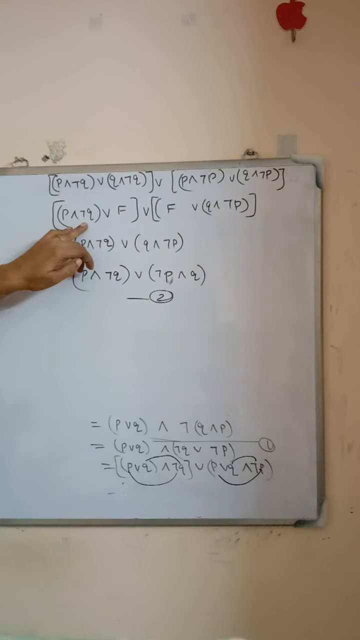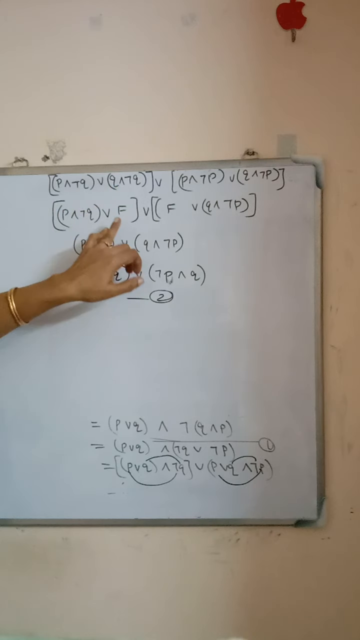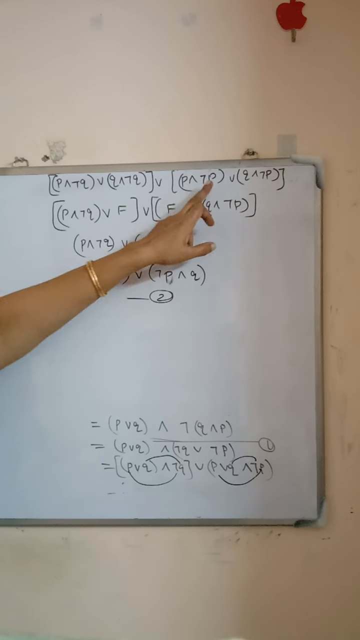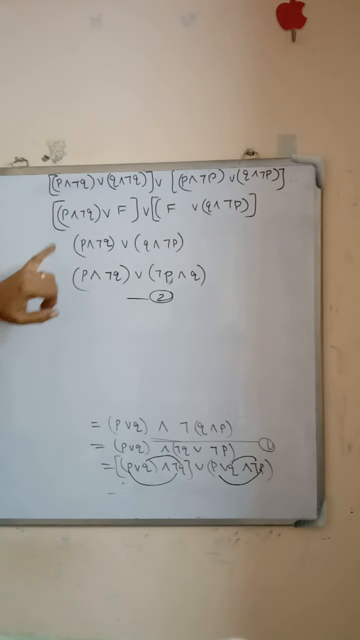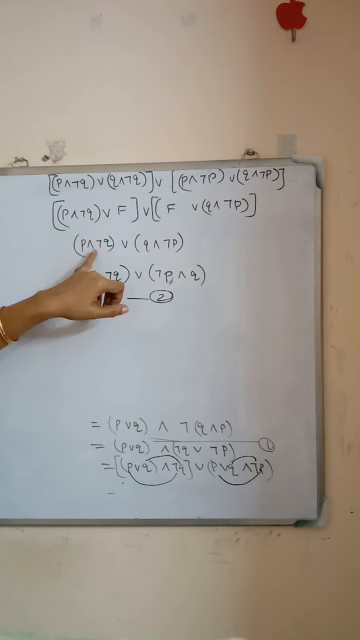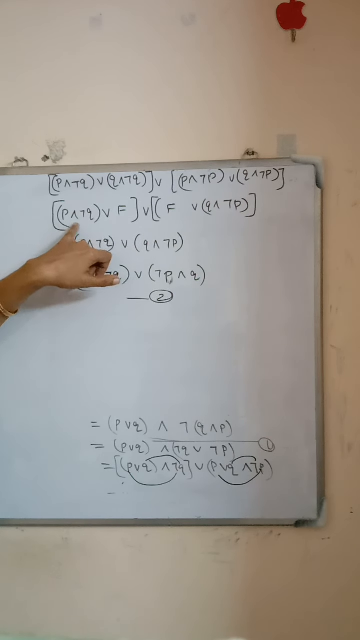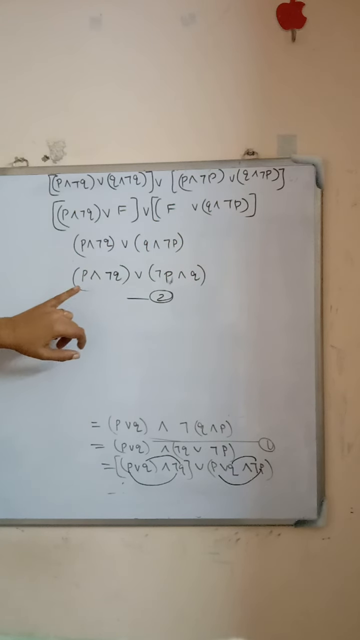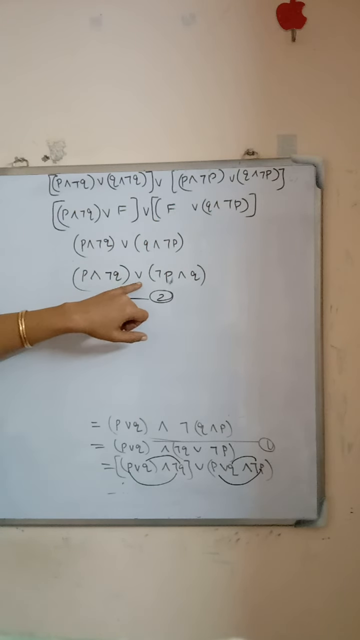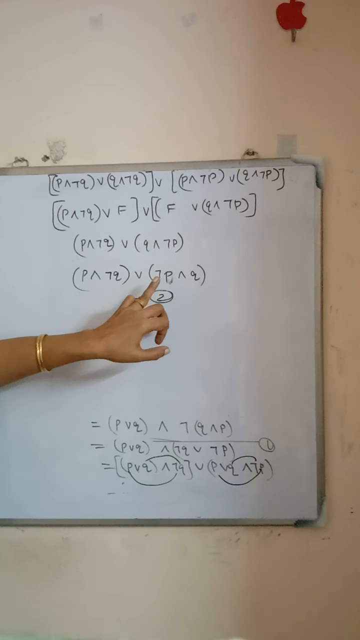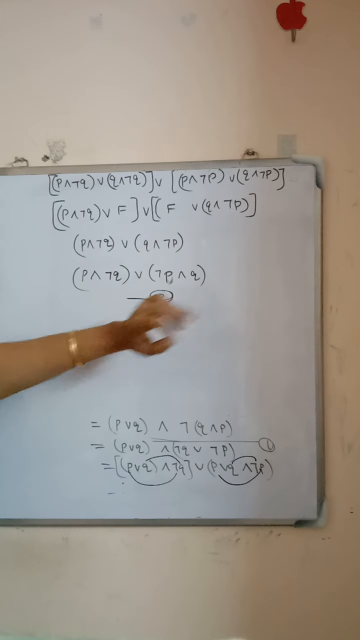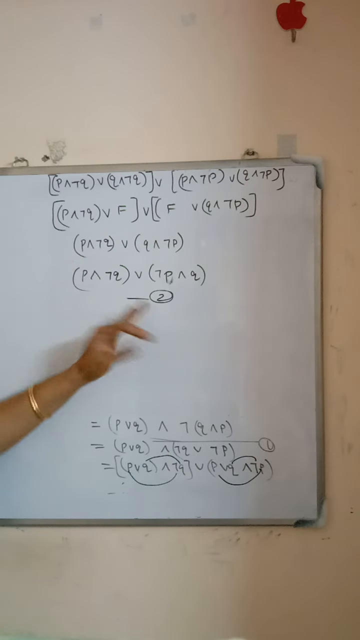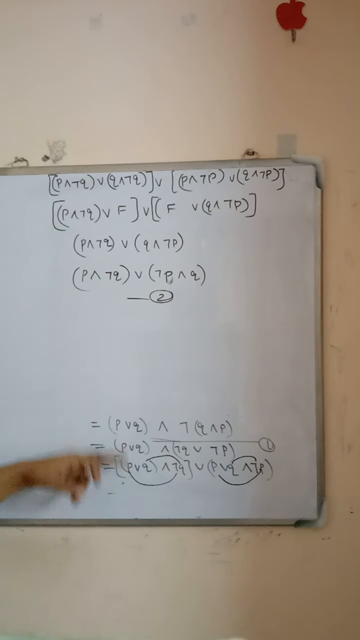P and negation Q or Q and negation Q is false. P and negation P is false. A statement or false is that statement. So we get P and negation Q. Here also Q and negation P. P and negation Q, or here we apply the commutative property. We get negation P and Q. That is the third statement. From 1 and 2, the given result follows.